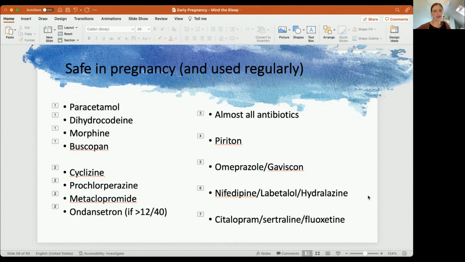All pain relief you can think of, apart from NSAIDs, is fine. All the antiemetics you can think of are fine, apart from ondansetron, less than 12 weeks. Almost all the antibiotics are fine. Pyridoxine's fine, omeprazole, Gaviscon, fine. These are the antihypertensives that we use. And pretty much all of the antidepressants are fine. And most of the antipsychotics too.